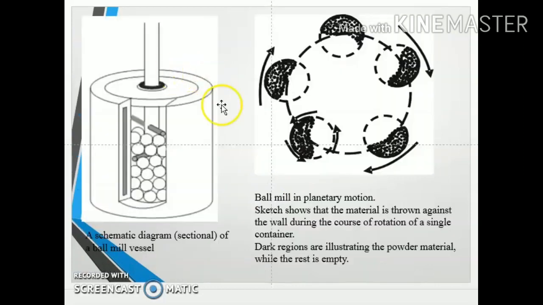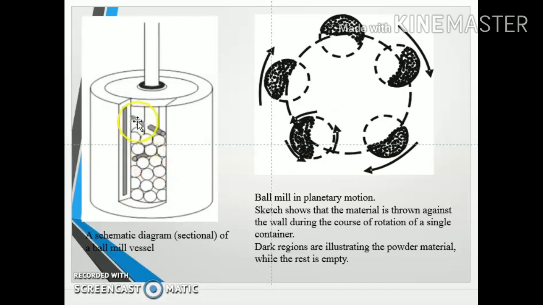If we consider the schematic of a ball mill vessel, it will look like this, as I am highlighting it. Several balls can be fed to the high energy ball mill. At the same time, we have to introduce the material of interest, of which the nanoparticles are to be synthesized, into the container of this ball mill.